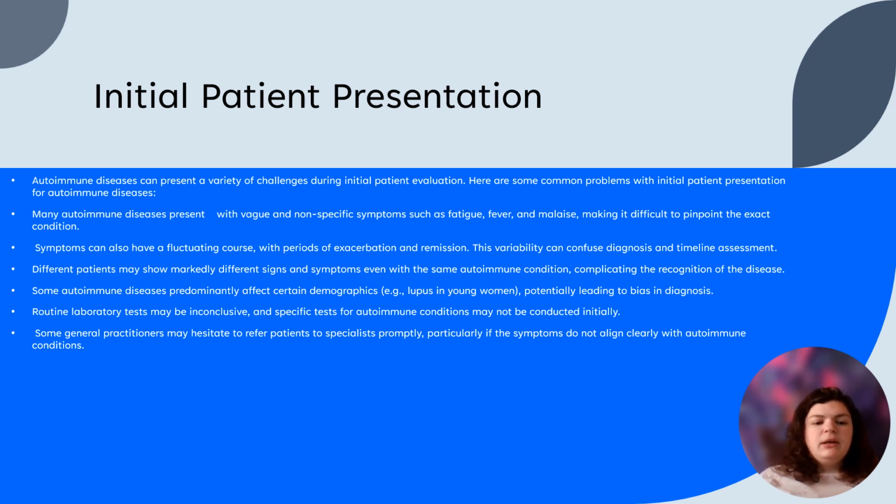Different patients may show markedly different signs and symptoms even with some autoimmune conditions, complicating the recognition of the disease. Some autoimmune diseases predominantly affect certain demographics, like lupus in young women, potentially leading to a bias in diagnosis. Routine laboratory tests may be inconclusive, and specific tests for autoimmune conditions may not be conducted initially. Some general practitioners may hesitate to refer patients to specialists promptly, particularly if the symptoms do not align clearly with autoimmune conditions.